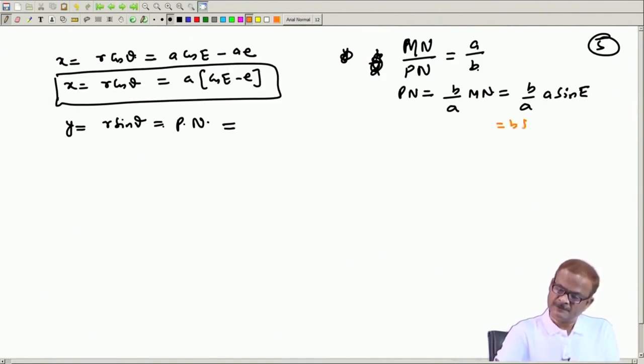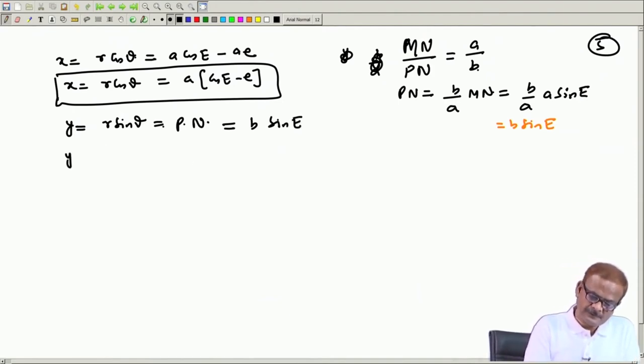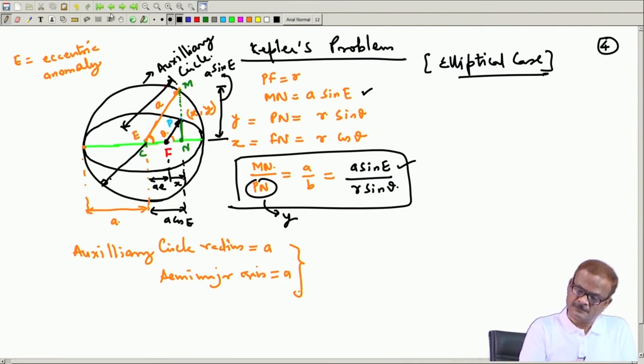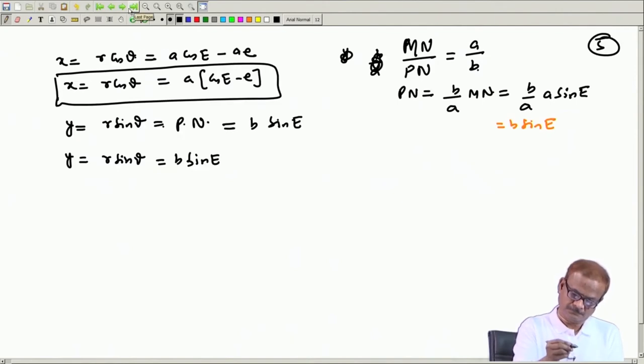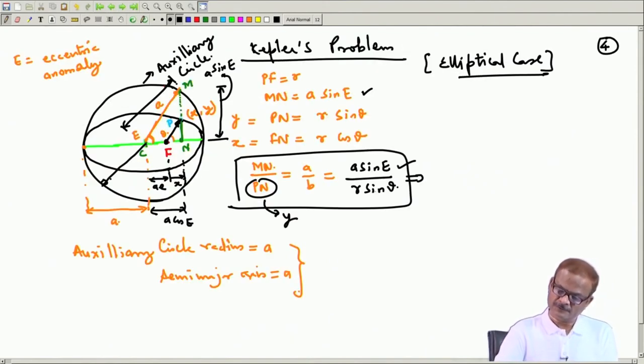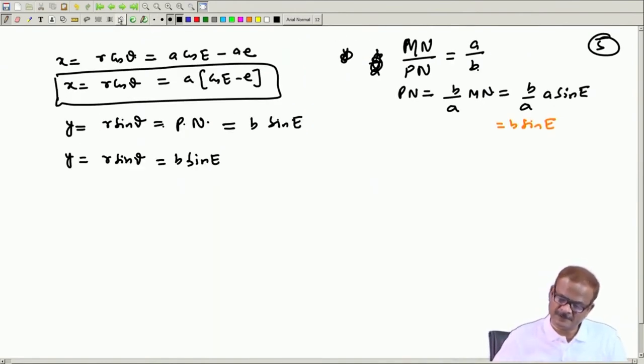So, getting this is B sin e. So, P N equals B sin e. So, what we get from here is y equals r sin theta equals B sin e. This is the same thing here, from here also we could have written r sin theta equals B by A times A sin e, equals B sin e. Okay, so, till this extent perhaps we did last time.